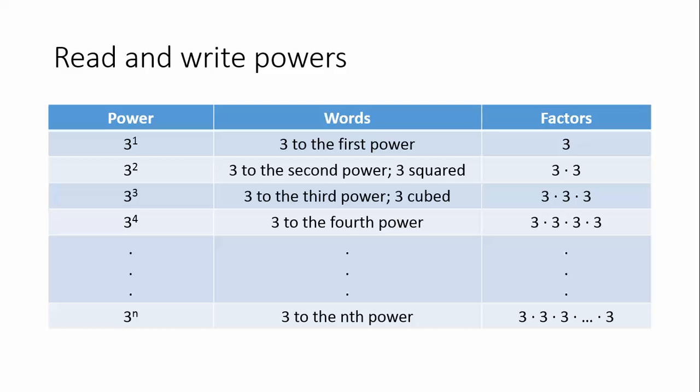So 3 to the first power is just 3. 3 to the second power will be 3 times 3. 3 to the third power is 3 times 3 times 3. 3 to the fourth power, 3 times 3 times 3 times 3. 3 to the nth power would just be 3 multiplied n times.